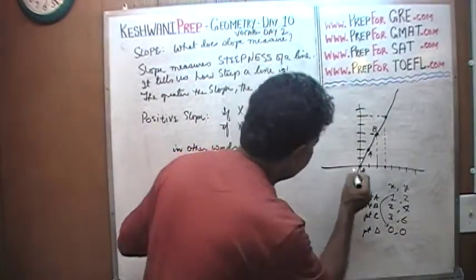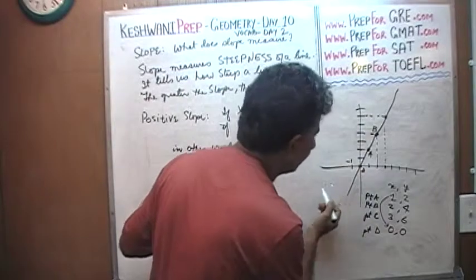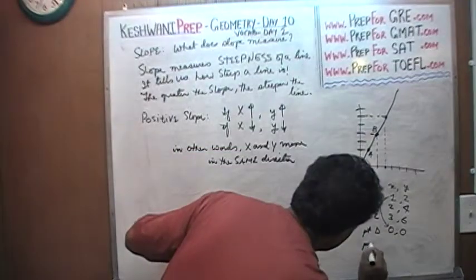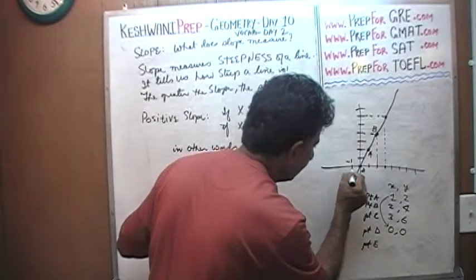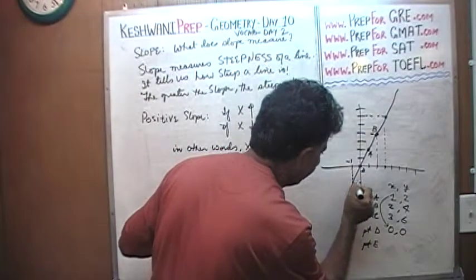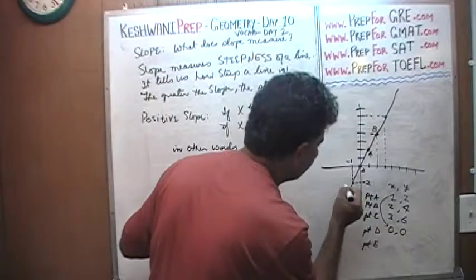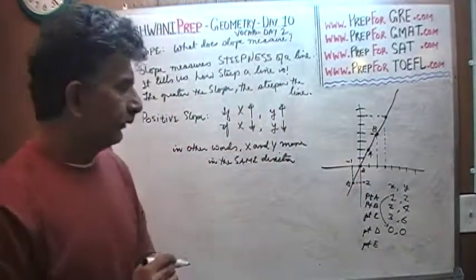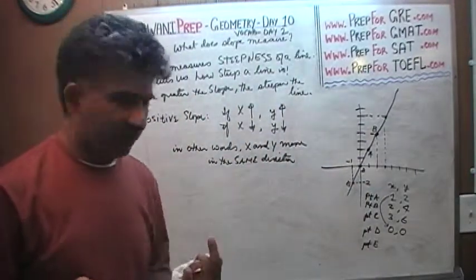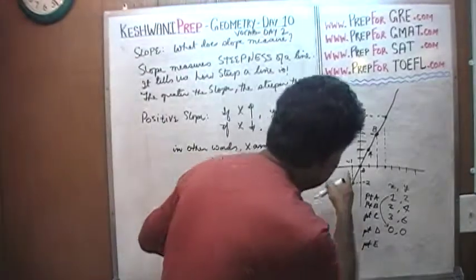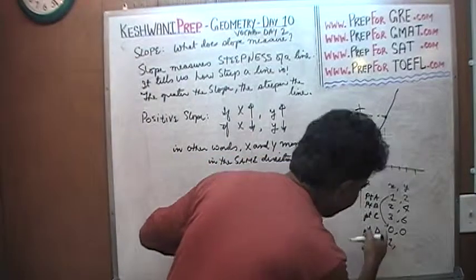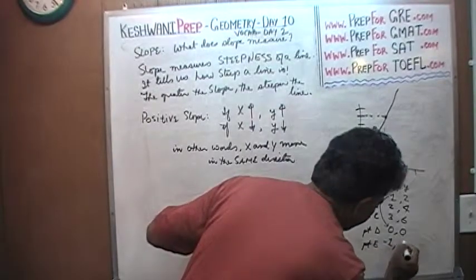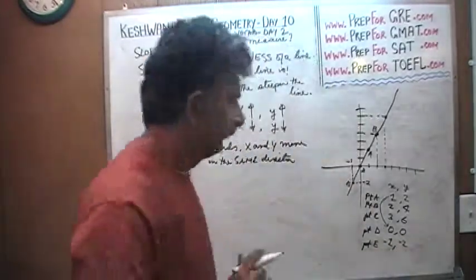What happens if x becomes negative 1? Let's say point E. If you move from point D to point E, x is negative 1, y turns out to be negative 2. As you can see, when x goes down, it went from 0 to negative 1. Since x went down, so did y. Y went from 0 to negative 2.